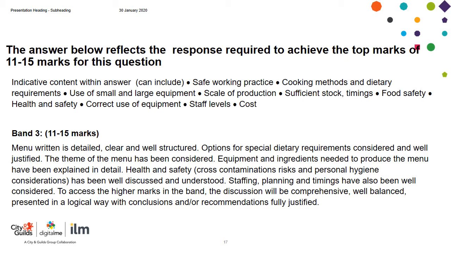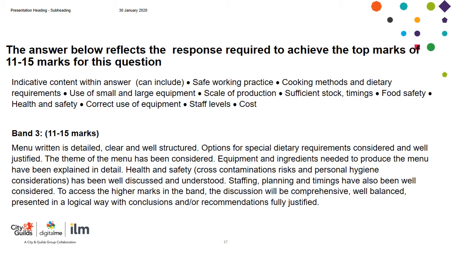So on this slide, you can see we've provided an example of the type of content the learner needs to include to achieve those top marks of 11 to 15, which are in band 3 on the assessment guide. So you can see very clearly the indicative content within the answer can include or should include the safe working practices, cooking methods and dietary requirements, use of small and large equipment, scale of production, sufficient stock, timings, food safety, health and safety, correct use of equipment, staff levels and cost.